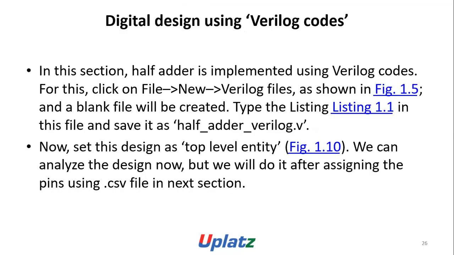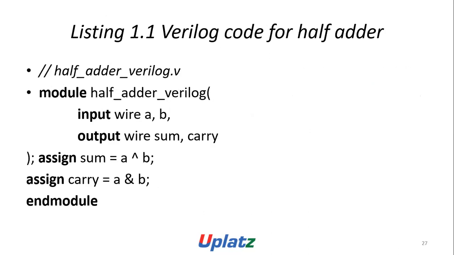Digital design using Verilog code. In this section, the operator is implemented using Verilog code. For this, click on File, New Verilog file, as shown in figure 1.5, and a blank file will be created. Type the listing in this file and save it as operator.v. Now set this design as the top level entity. We can analyze the design now, but we will do it after assigning the pins using the .csv file in the next section. Listing of the Verilog code for the operator.